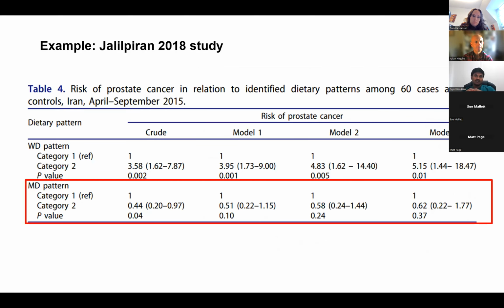So let us take one study as an example, which was included in the previous meta-analysis. If you see the results table of the Jalilpiran 2018 study, 4 effect estimates were reported in this table, and those are related to the risk of prostate cancer in relation to the Mediterranean diet patterns. As there were no decision rules pre-specified regarding which results to select, we captured all these 4 effect estimates.